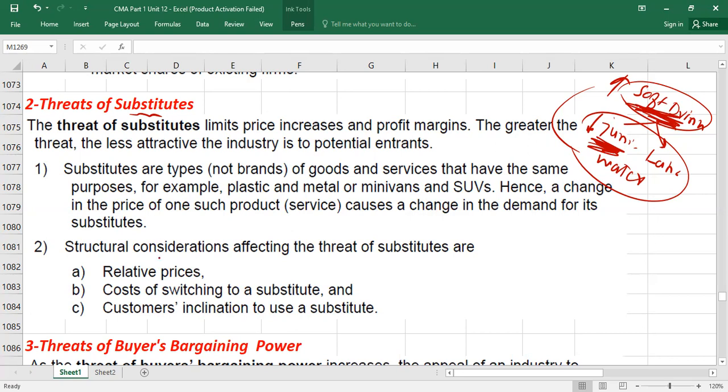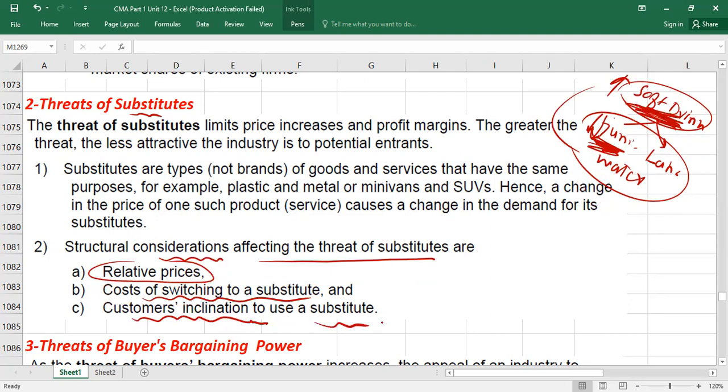So the structural considerations affecting the threat of substitutes are what? Relative prices. As I gave you the example, if juice prices are lower, people will buy juice, then no one will buy the soft drink, or maybe there will be less demand for it. So price is the major consideration. Then you also need to check the cost of switching to a substitute. If it is easy for customers to switch to the substitute side, obviously it is not good for you. Then you also need to check customer inclination to use substitutes.